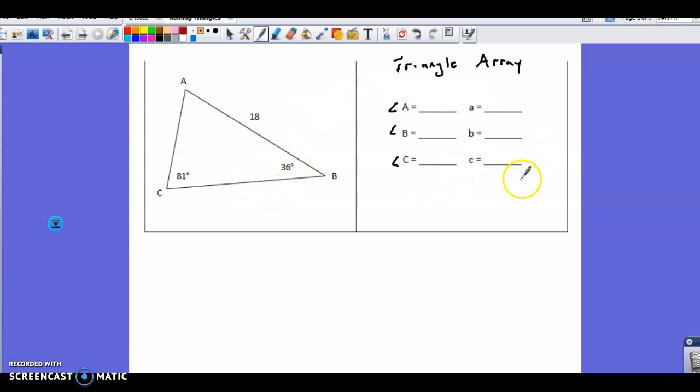So for every triangle, you have to be given at least three pieces of that triangle so you can solve the other three pieces. And one of those pieces always has to be a side. You could get two sides, you could get all three sides, but you always have to have at least one side to solve a triangle.